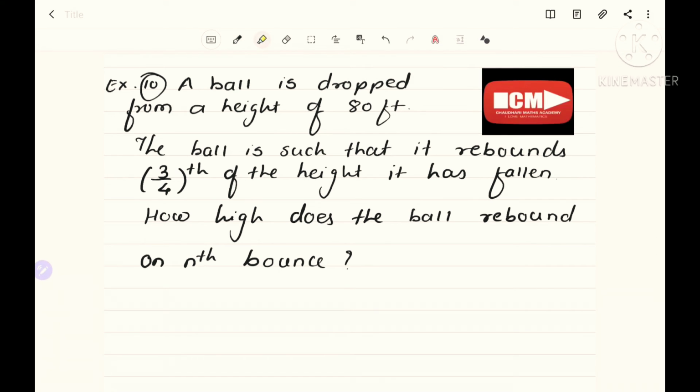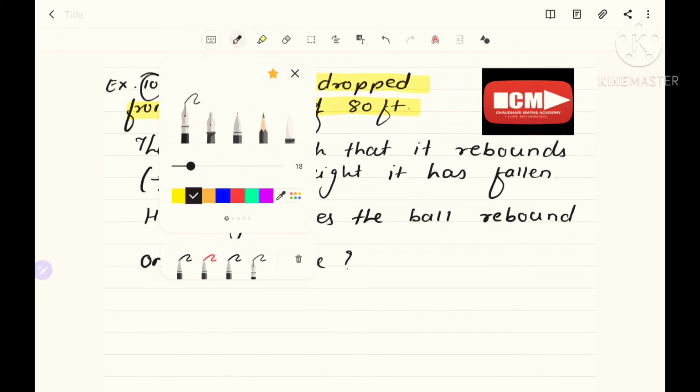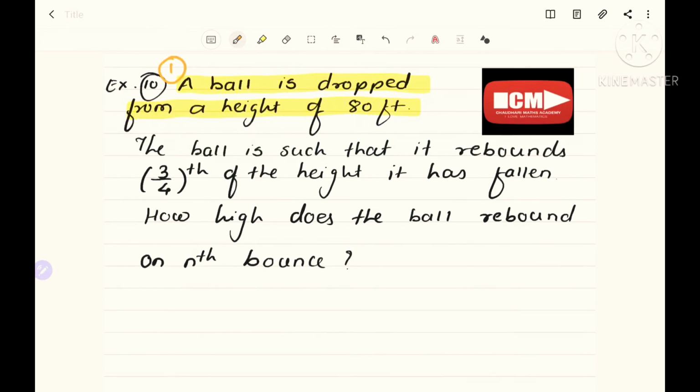Okay, let's switch over to the next very interesting worded problem. I personally like the worded problems because they truly reflect mathematical sense in real life situations. Therefore, as a teacher, I really like worded problems. What is the real life situation here? A ball is dropped from a height of 80 feet. This is sentence number 1: a ball is dropped from 80 feet.